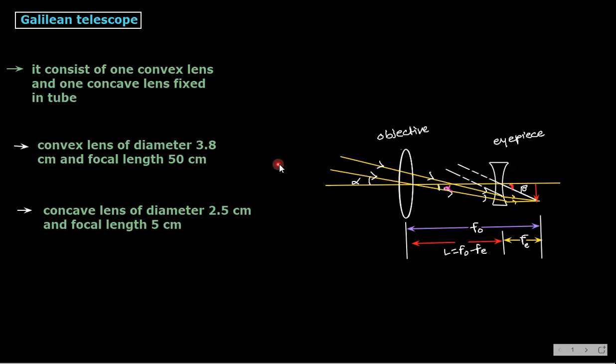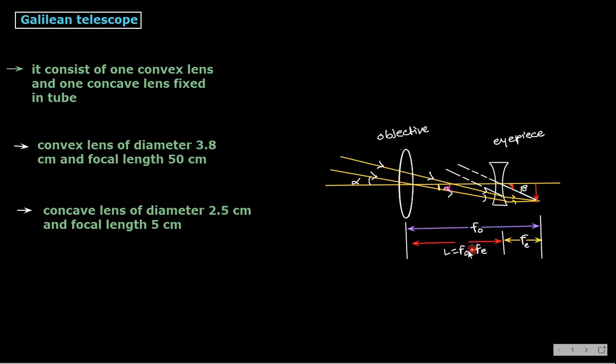The object is at infinity, whatever you want to see. See here, this angle is alpha, this angle is beta, and this is the image formed. After this, you will get the image somewhere here. The distance from the optical center of the objective lens to the image formed is the focal length of the objective lens, F naught. And the distance from this to this is Fe, that is the focal length of the eyepiece.